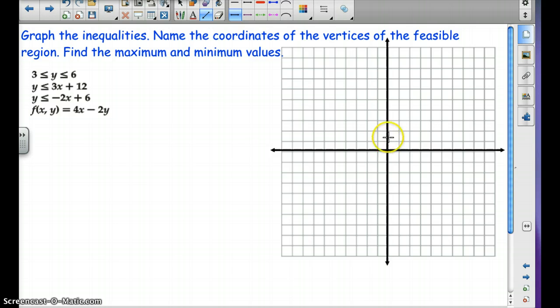So at 6, 1, 2, 3, 4, 5, 6, we're going to have a horizontal line, and it's going to be solid. All of them are going to be solid, aren't they? And then at 3, 1, 2, 3, like so. And I'm going to pause the video here and make this.